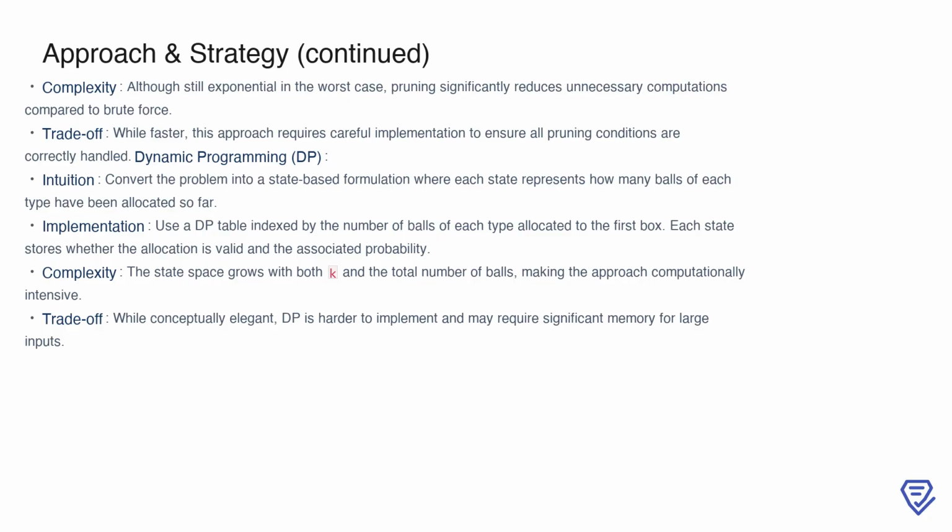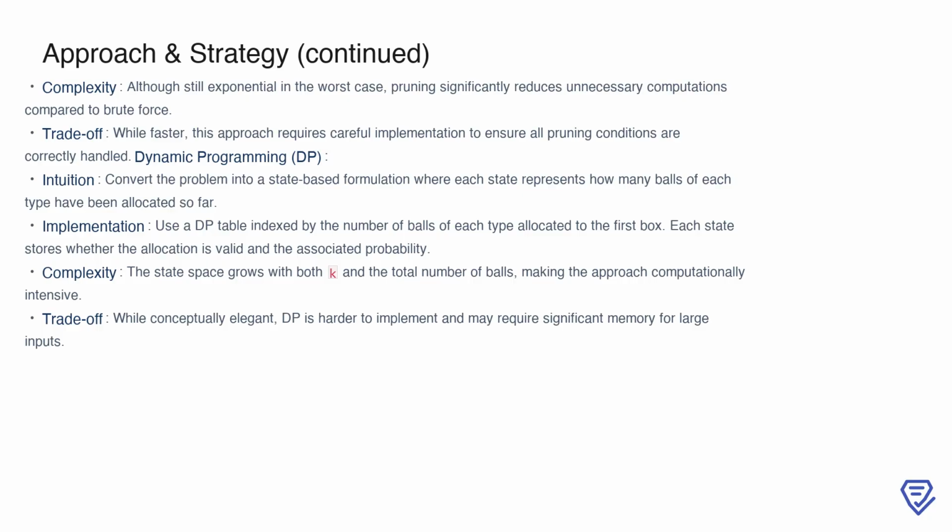Another method we considered was dynamic programming, or DP. With DP, the problem can be reformulated into a state-based framework, where each state represents the allocation of balls of each type to the first box. A DP table would track whether a given allocation is valid and its associated probability.